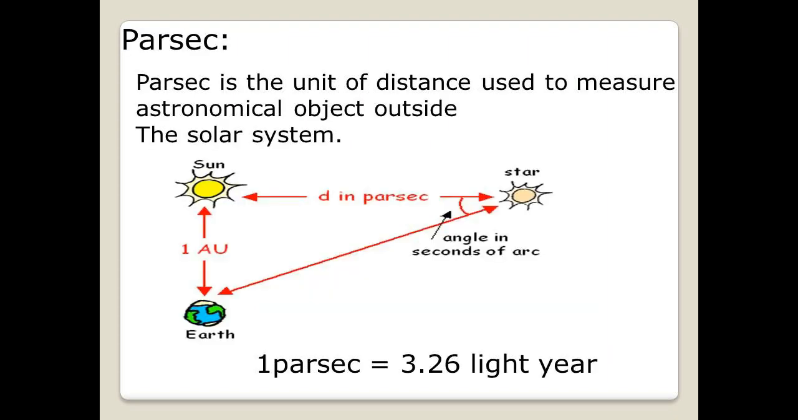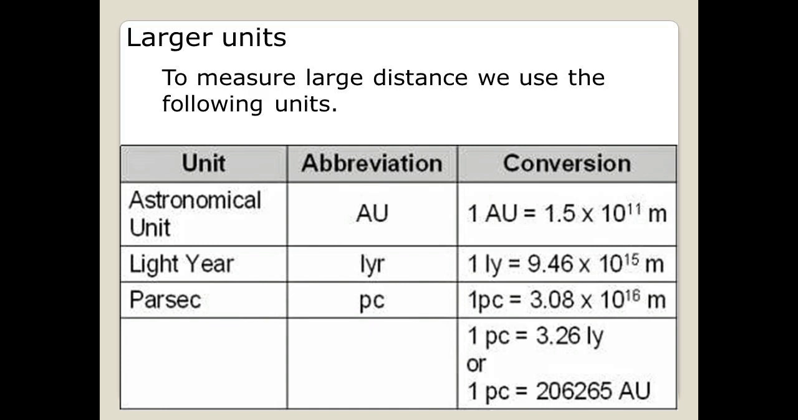Parsec is the unit of distance used to measure astronomical objects outside the solar system. 1 parsec is equal to 3.26 light year. So already you know that to measure the distance between the center of the sun and the center of the earth, we use the astronomical unit. To measure outside the solar system, we use the unit called parsec, like the distance from the sun to a star. Once again, we have seen the larger units: astronomical unit, light year and parsec.